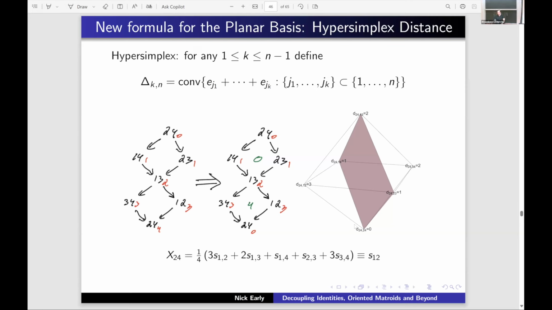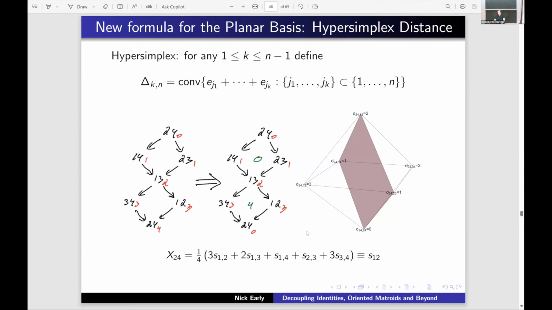Okay, so if you do this, and then you take this directed distance function and divide by the number of particles, n, which in this case is 4, that reduces to a planar kinematic invariant, S_12.